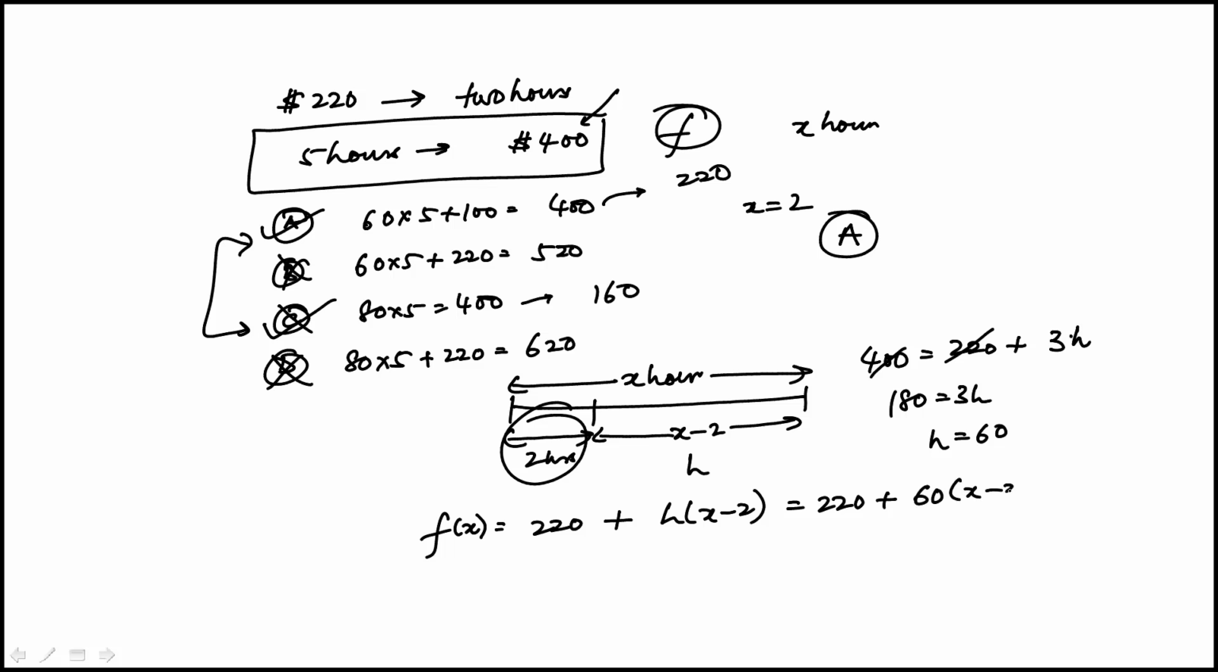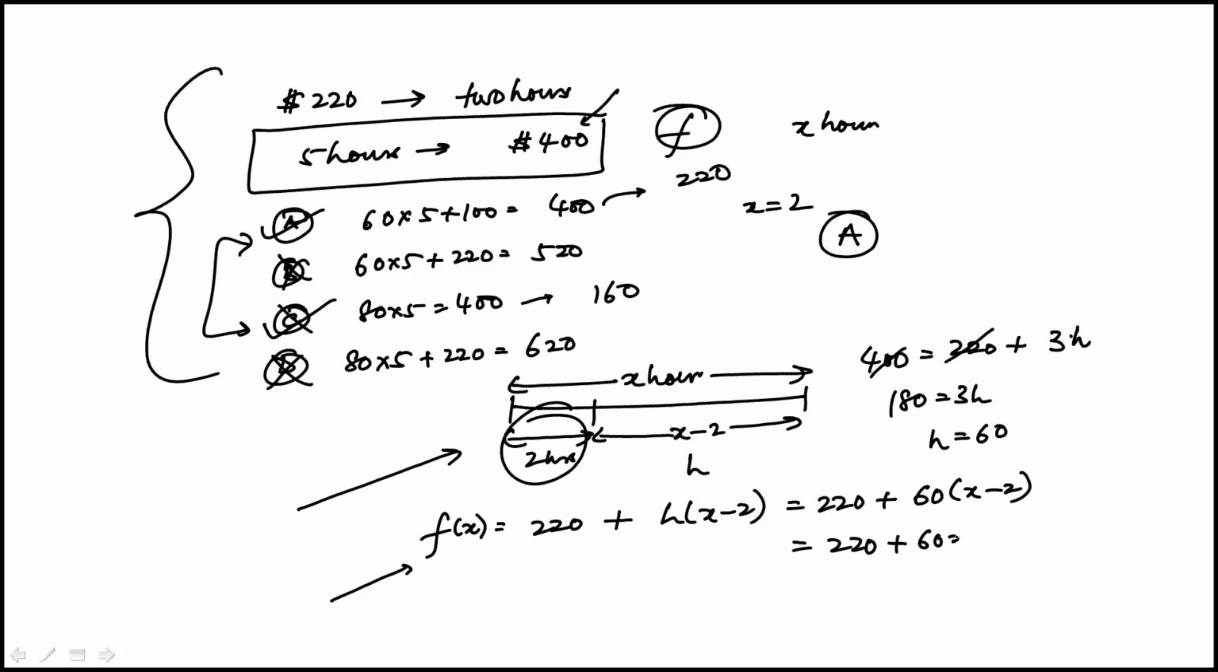Clearly this is more work, and that's kind of why I showed you that method. But you do need to be able to do these questions in that form, because there are question types where this may not be an option. And you'll see that it does simplify to 60x plus 100, which is indeed choice A.